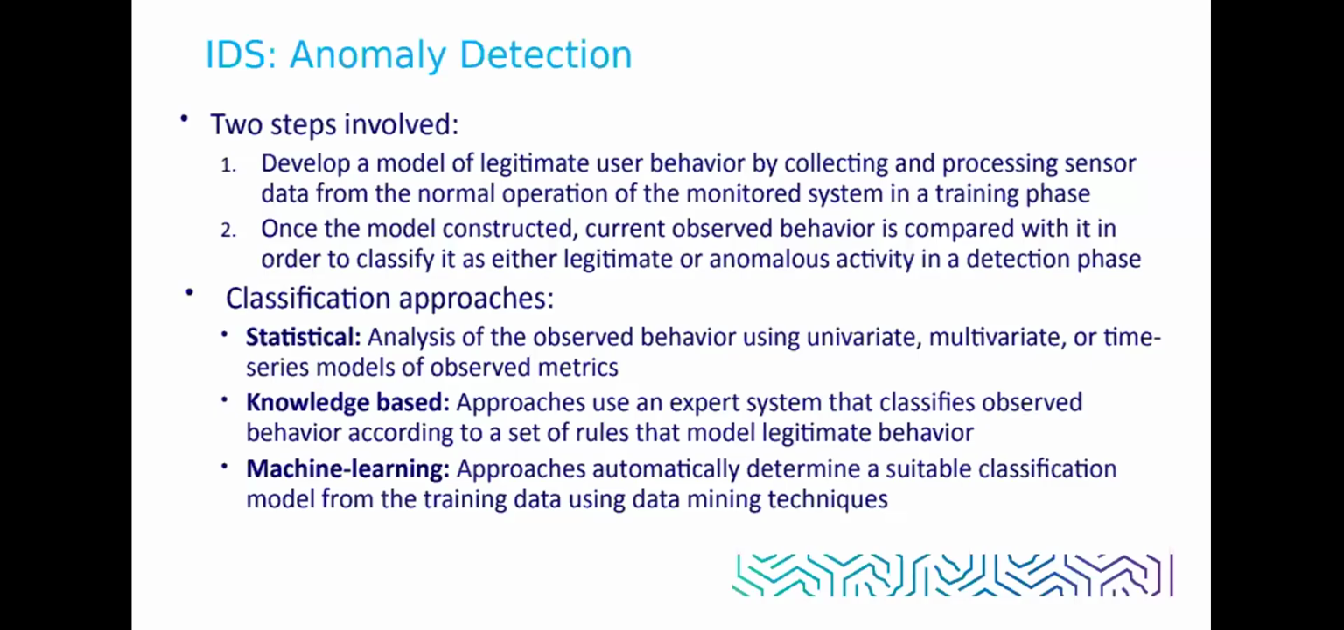Overall, anomaly detection enables an IDS to recognize attacks by learning what is normal and identifying meaningful deviations. By combining statistical methods, expert-defined rules, and machine learning techniques, modern intrusion detection systems can detect both traditional attacks and sophisticated threats that would otherwise be difficult to identify.